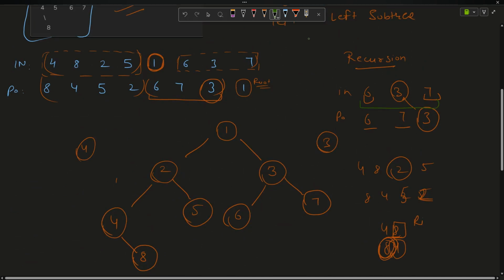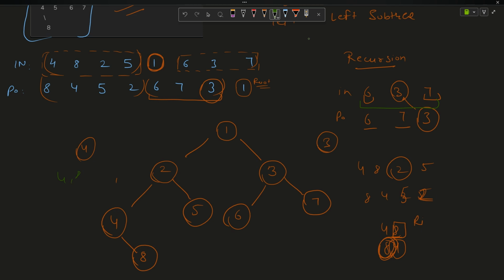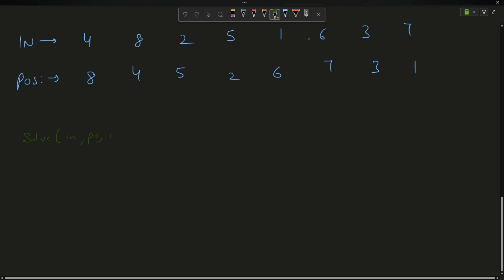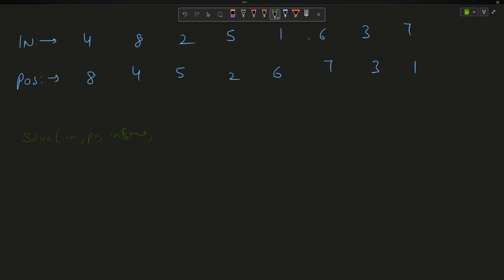Now to define, like you can see here that we were actually using the numbers that were in the range of the left subtree. First we wrote down that 4 8 2 5 are here, right? So 4 8 2 5 were marked from this index up till this index. Similarly 6 3 7 are marked from this index up till this index. So you get an idea, like in merge sort we use the pair of indexes, we are using that only. So I'm taking four indexes. First is in start, that is where my in order is starting. In end, where my in order is ending. Similarly post start and post end, that is for post order traversal.